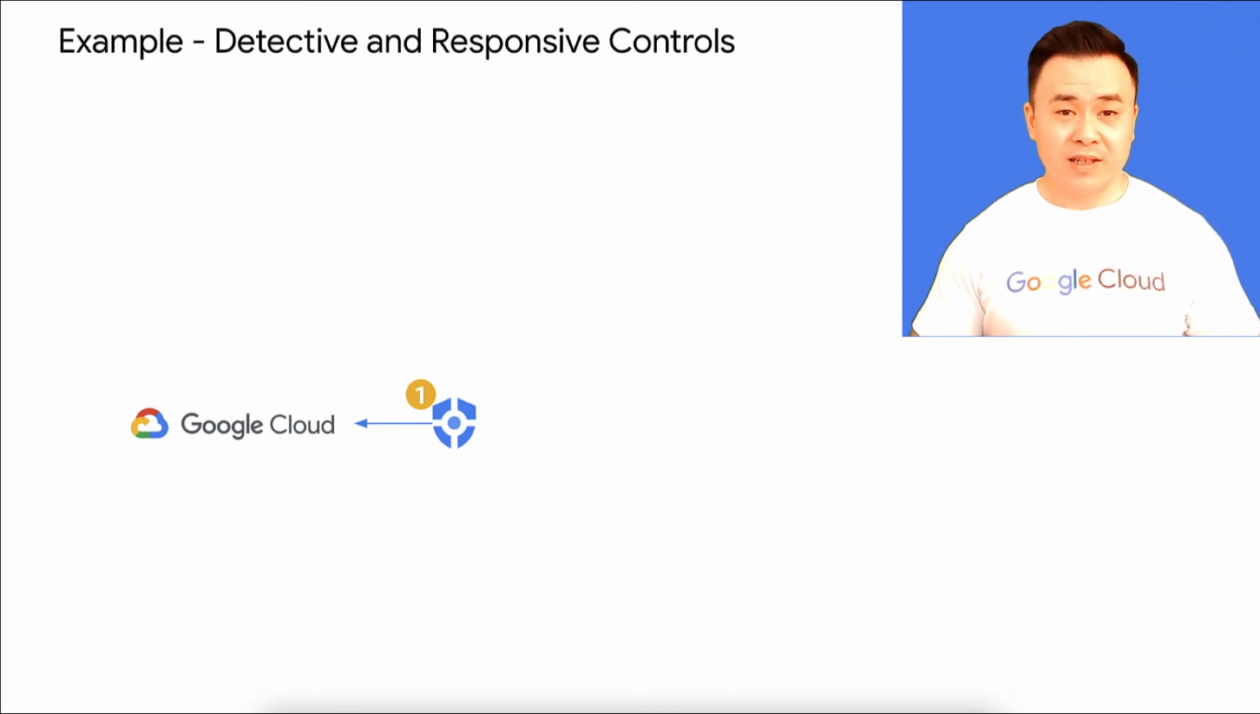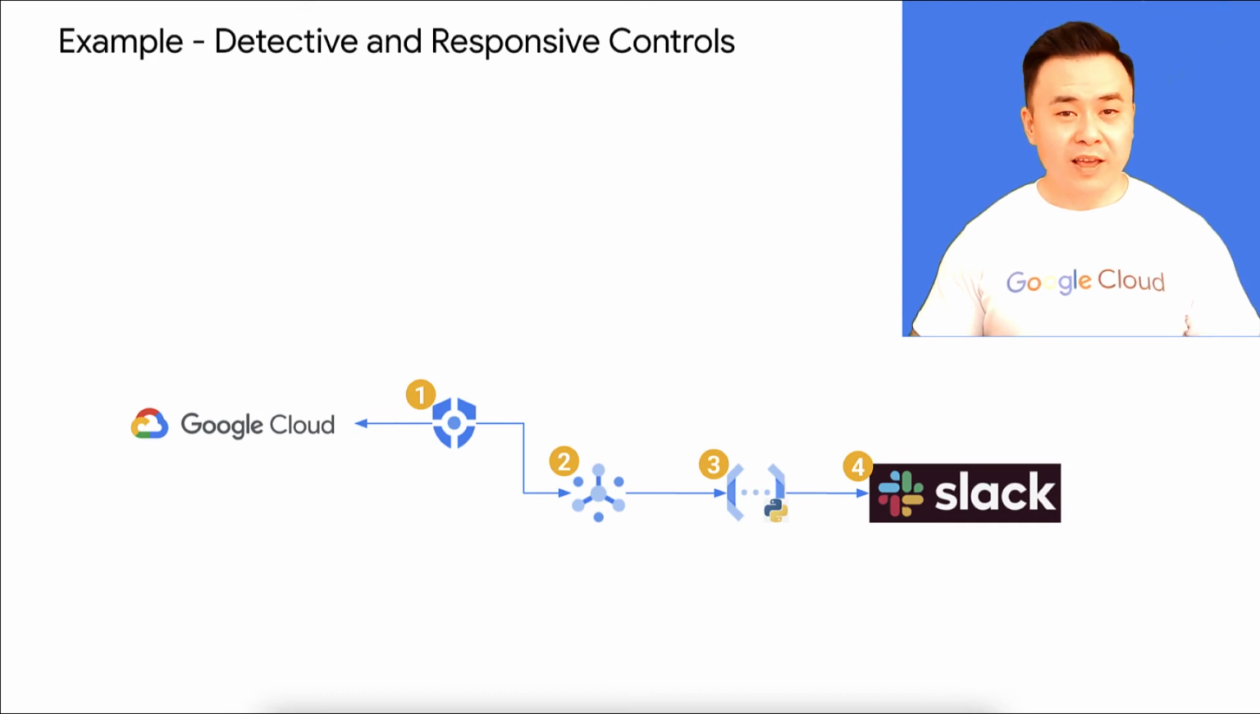At last, Security Command Center is going to continuously scan and respond to any configuration changes in our environment. It's going to look for if we have any firewall rule allowing unrestricted SSH access. If it finds anything, it's going to do 2 things. It's going to trigger 2 different cloud functions. The cloud function number 1 is going to send a message to the Slack channel.